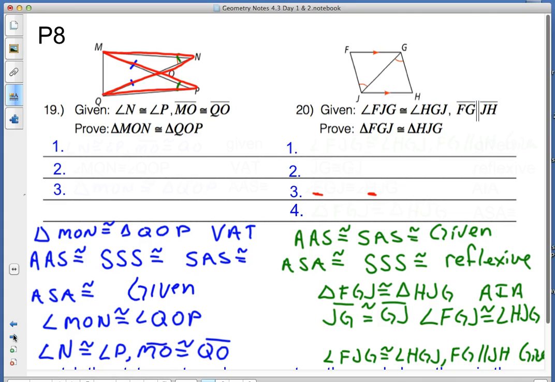I've got my given. I'm all good with that. And then I talked about vertical angles, so we got vertical angles going on with angle MON congruent to angle QOP. If you wrote angle NOM congruent to angle POQ, you'd be fine. That order is a flip-flopper. That's fine.